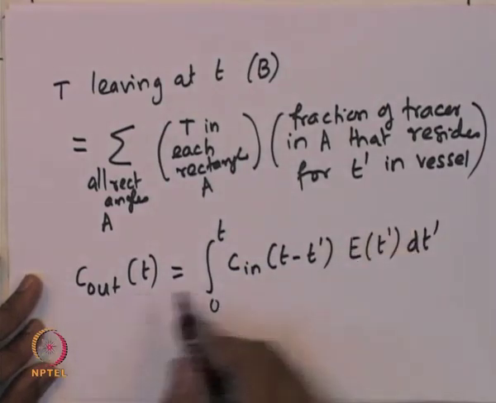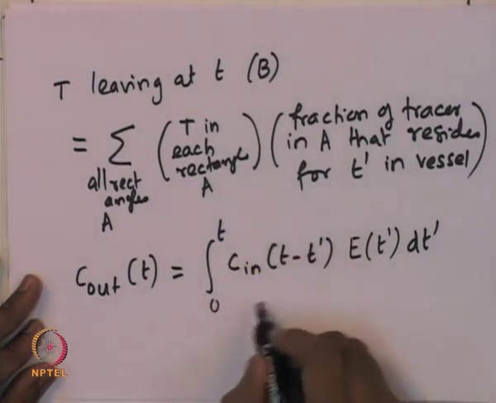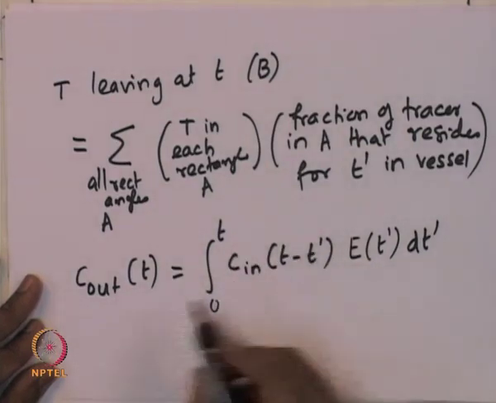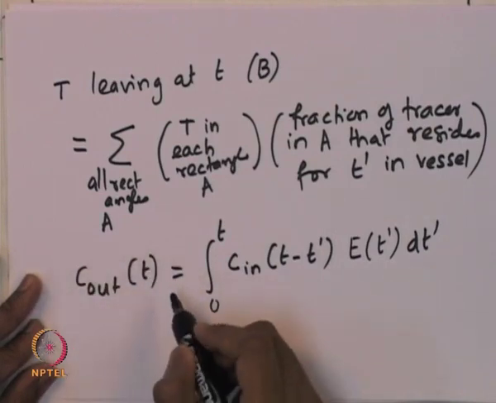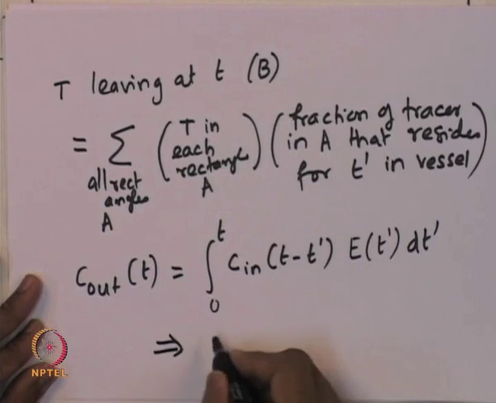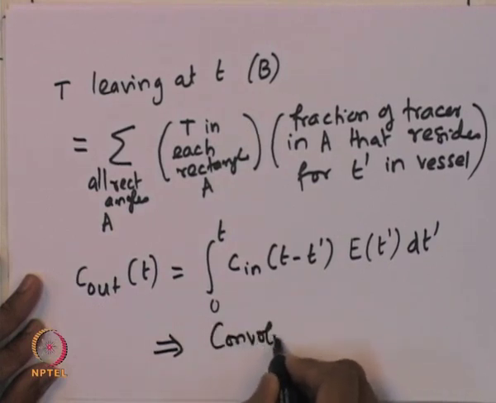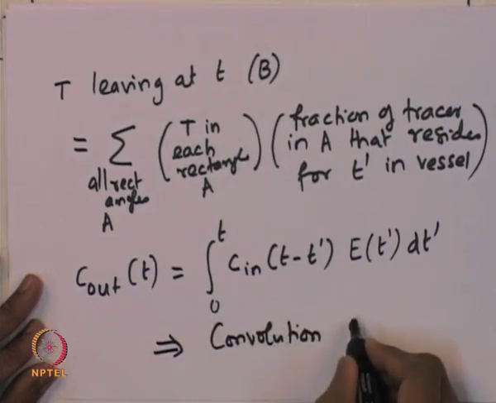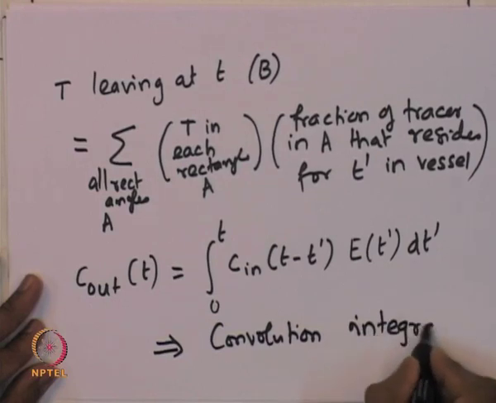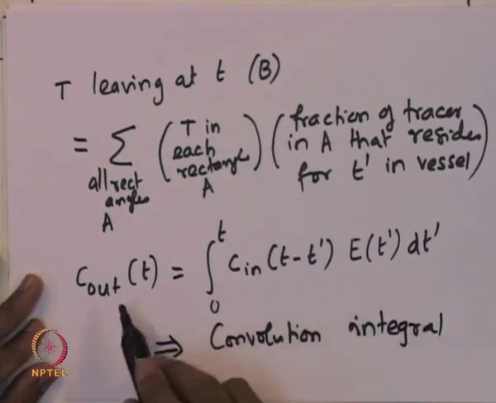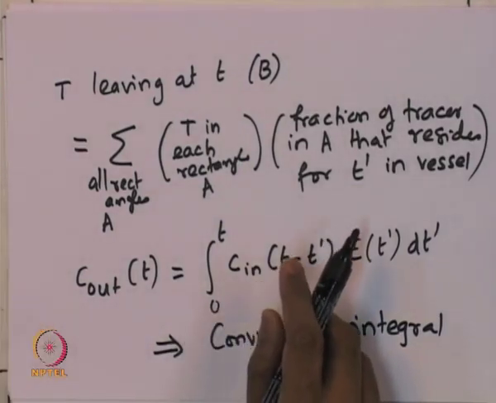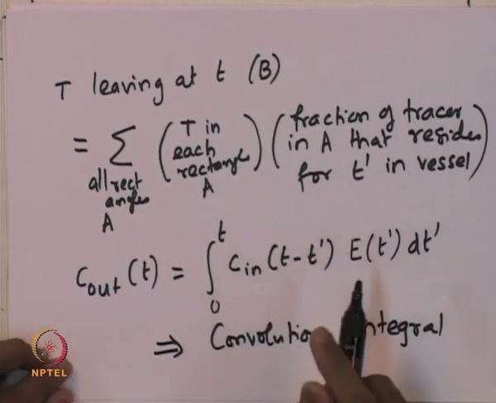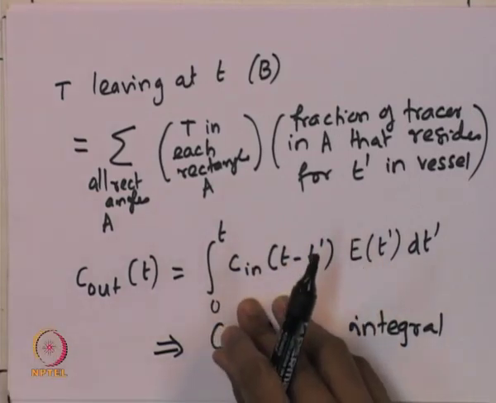So, that is the relationship between the concentration of the tracer that is fed into the vessel and the concentration of the tracer that leaves the vessel at any time t. This kind of an integral is called the convolution integral. This relationship between the input and the output concentration is very useful to find out various aspects of the reactor using the RTD function.